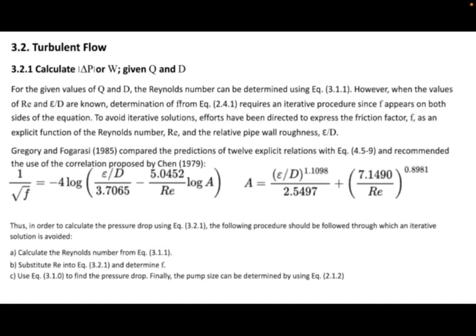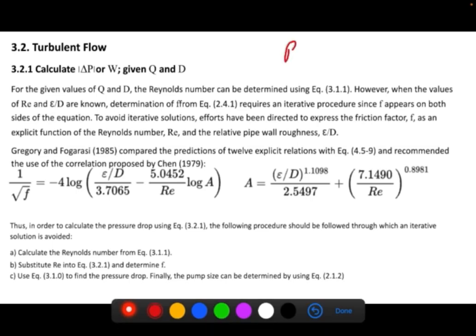Now for the turbulent flow. First kind of problem is to calculate delta P or W, the rate of work done, where given would be volumetric flow rate and diameter of the pipe. For the given values of Q and d, the Reynolds number can be calculated using equation 3.11, which is Re equals 4 rho Q by pi mu d.